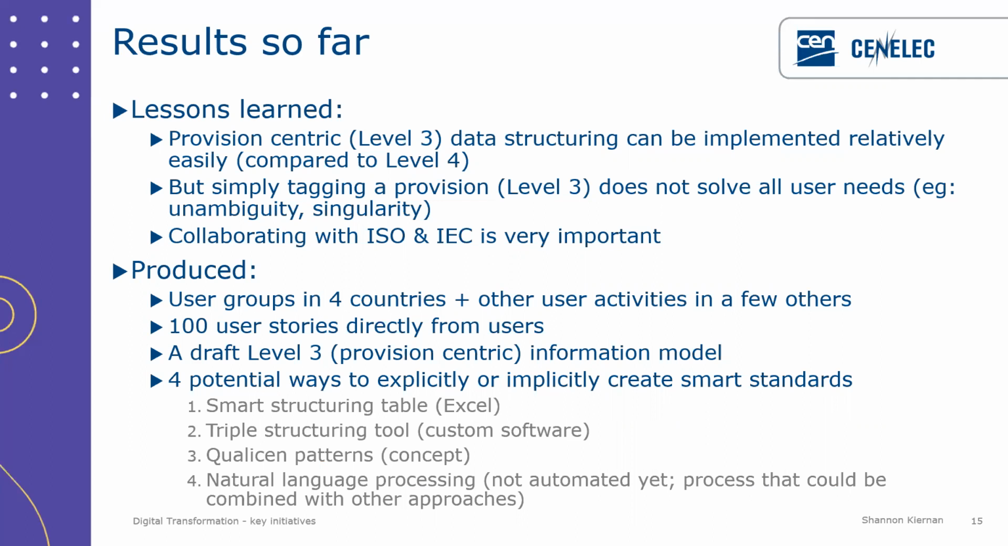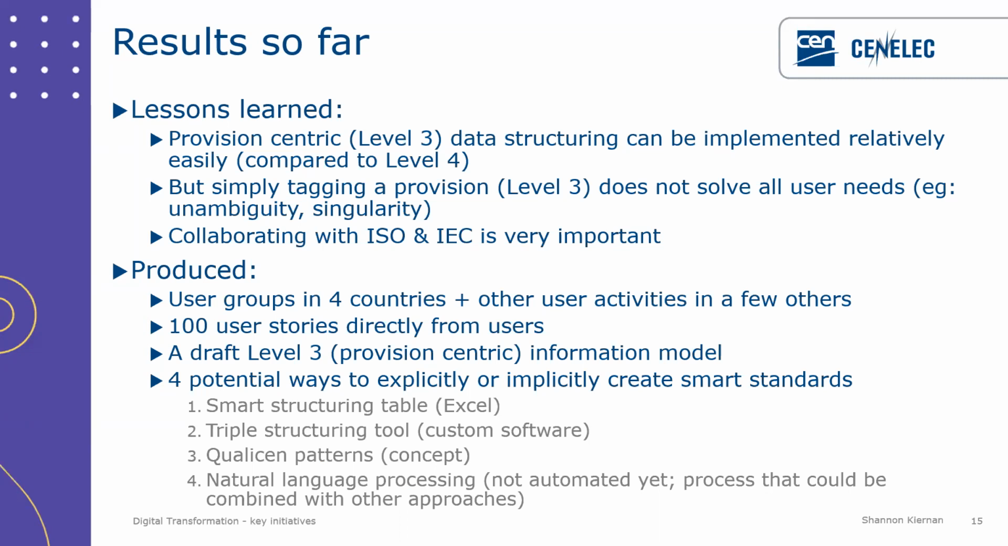What have we produced so far? We've established user groups in 4 countries, and we've got some other activities going on in a few other countries. Through those user groups, we've collected 100 user stories to understand what it is that users actually need, because that's the reason we're doing this, to support the needs of users. We've also created a draft level 3 provision-centric information model. It's not currently published online, but will be sometime soon. And we've got 4 potential ways to explicitly or implicitly create smart standards.